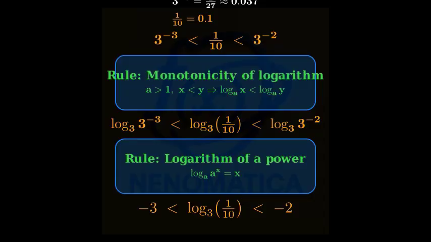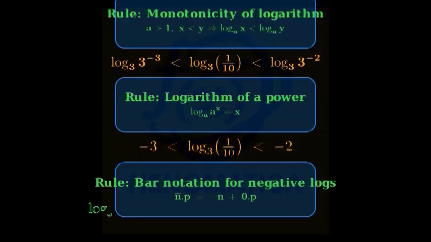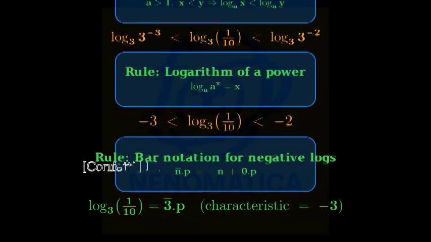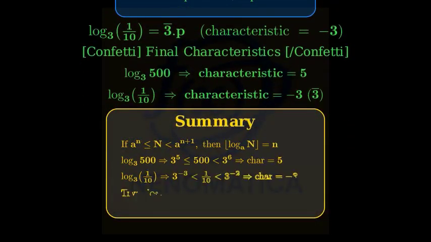Step 4. Read the characteristic carefully. Since the result is between negative 3 and negative 2, the characteristic is negative 3. Using bar notation, we write bar 3, meaning only the integer part is negative and the mantissa is positive. State the result in green.